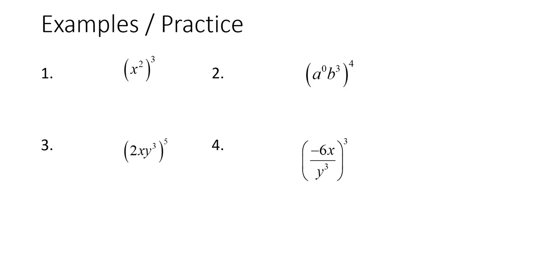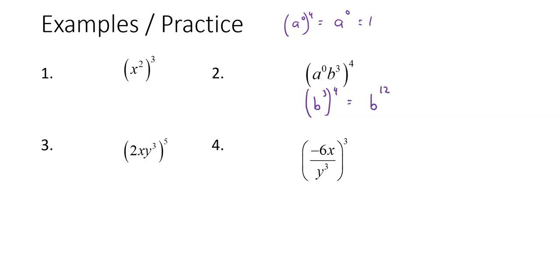All right, look at number 2. A to the 0 times b cubed, all to the 4th power. Now again, we can treat a to the 0 as 1, or we can actually raise a to the 0 to the 4th power, and we'll still get a to the 0, right? 0 times 4 is 0. A to the 0 is 1. So this becomes 1 times b cubed to the 4th power. Power to a power, multiply. I get b to the 12th.